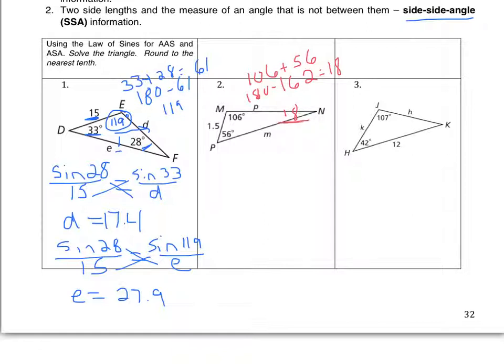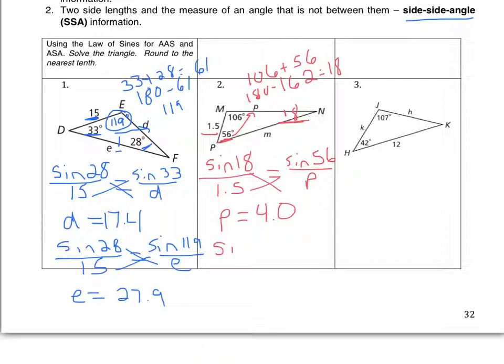So I have an angle and I have a side, so I have sine of 18 over 1.5 equals, and then I can take the sine of 56 over its side, which is P, crisscross and solve, and P is equal to 4.0.